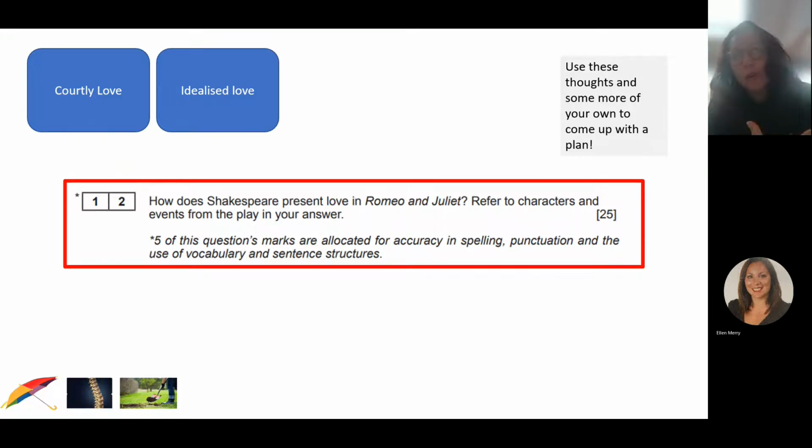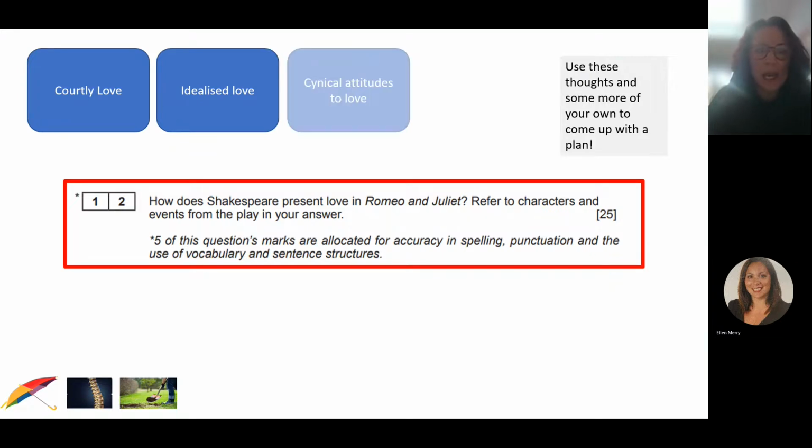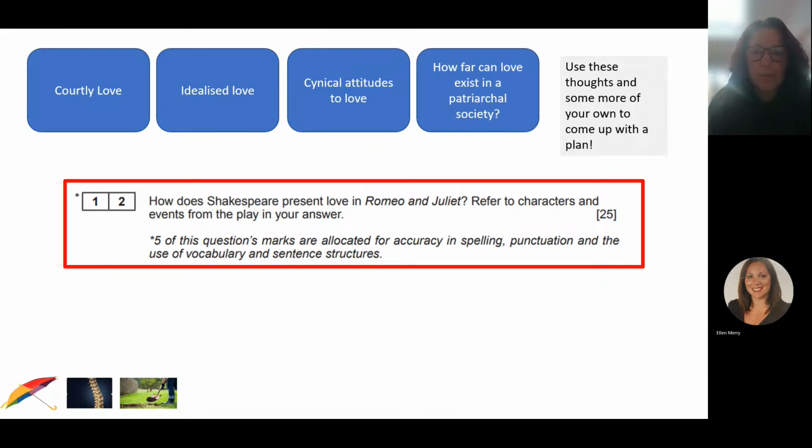Idealised love. Rosaline is idealised. Juliet is idealised. The patriarch up on a pedestal, being in love with the idea of being in love. But we've also got cynical attitudes to love in Romeo and Juliet, and they're represented with the characters of Mercutio and the nurse. They present a counter argument. They're quite cynical in the way that they talk about love.